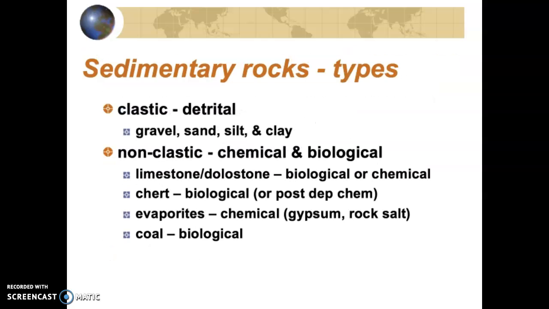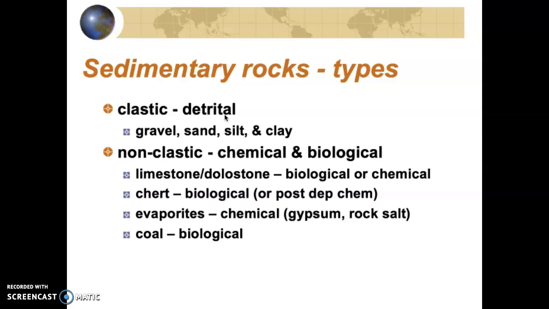So what types of sedimentary rocks do we have? Well, when we classify the sedimentary rocks, we put them into two broad groups. One group is made of pieces of rock or clay. So gravel, sand, silt, and clay, those are the clasts. So we call those clastic sedimentary rocks. They're also called sometimes detrital sedimentary rocks. And those rocks are classified based on the size of their grains.